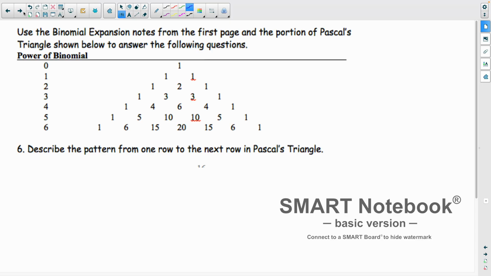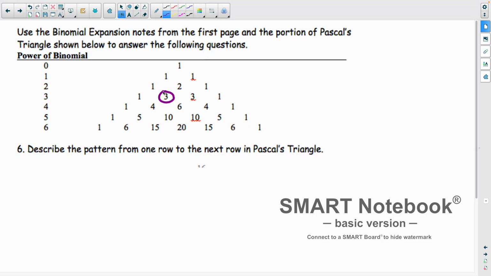Do you see any patterns in here that are kind of interesting when I write it this way? The outsides are all 1. And this diagonal right here goes in order 1, 2, 3, 4, 5, 6. Same thing here. That one also goes 1, 2, 3, 4, 5, 6. And then you add the ones in between.